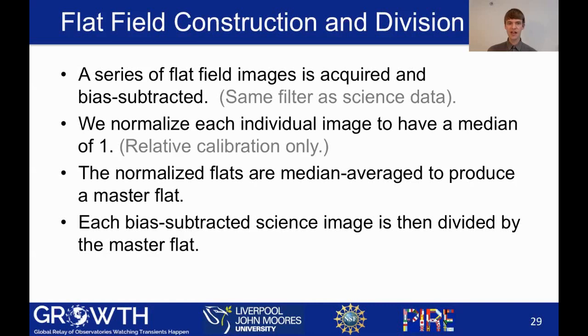Once they've been normalized together, we will combine them, usually using a median average, which is more robust than other types of averaging in case there are cosmic rays or other sorts of unwanted sources in individual images. After that, we will have a master flat combined of all the observations in the same filter. And then we can divide each science image after bias subtraction by that master flat to produce a processed and nearly science-ready individual image.